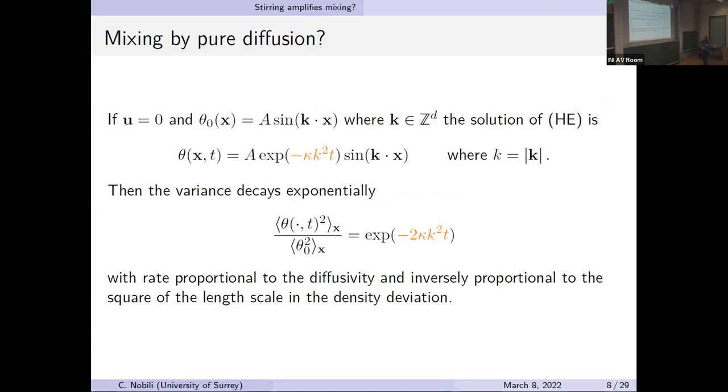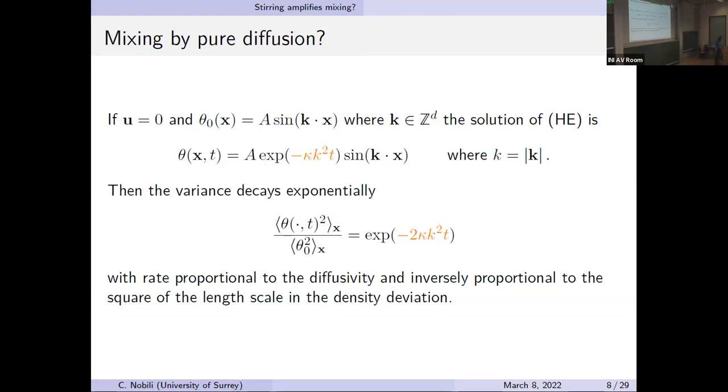First I started with the heat equation, and I consider an initial data which is sinusoidal. Given this initial data, you can compute the solution, and the solution is an exponential times the sine. If you teach a Fourier analysis class, this is the thing you do all the time. Then when you write down the variance, you see that it decays exponentially, and the rate is the one written in orange: it is proportional to the diffusivity and inversely proportional to the square of the length scale in the density variation.